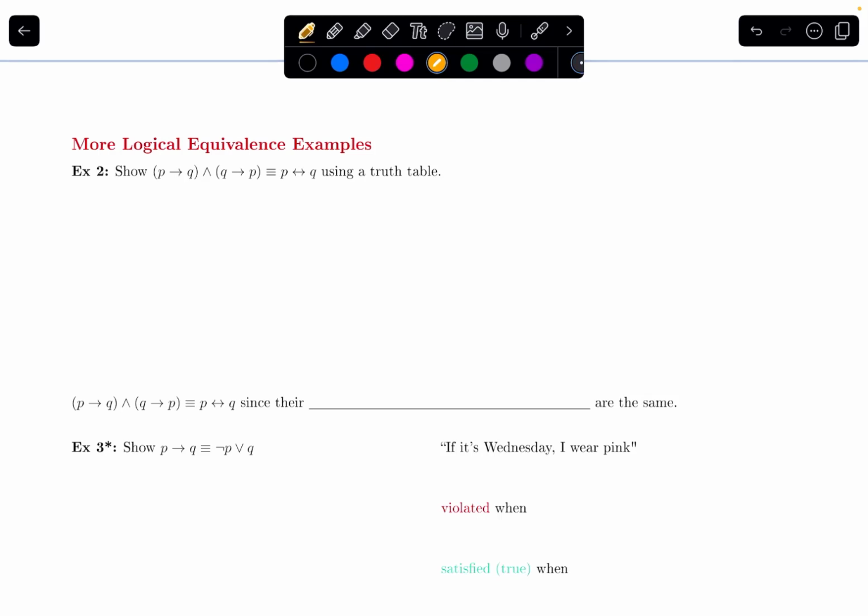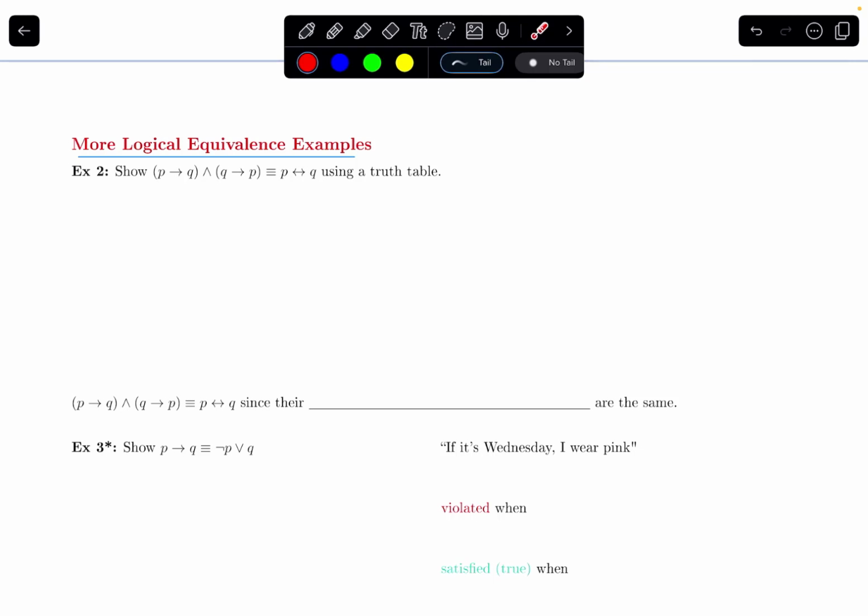In this video, we're continuing section 1.3 on logical equivalences, and we are going to do some more logical equivalence examples. Okay, all right, so for this example, I want to show P implies Q and Q implies P is equivalent to P if and only if Q.